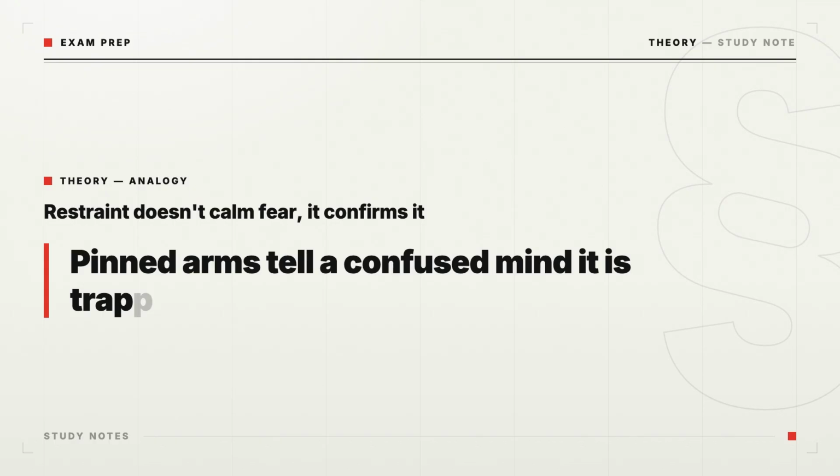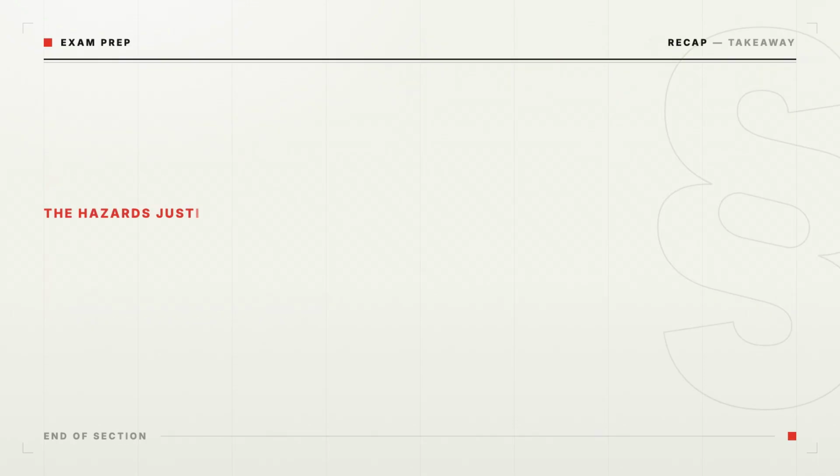Think of it this way: a confused older adult who wakes to find their arms pinned does not feel protected, they feel trapped. That fear drives more struggling and deeper disorientation, amplifying the very confusion the restraint was supposed to fix.